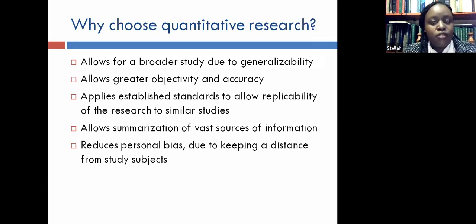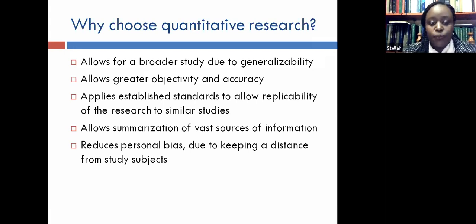Still another reason you're going to be choosing quantitative is the fact that it allows objectivity and accuracy. Quantitative is a very functional concept in research. So you're going to present what you find. There is no close contact of the researcher and the participants. It does not allow for emotions to come into the research. So whatever you present in quantitative research is based on facts, is based on what you found out, what you've analyzed. So basically it tends to be quite objective as compared to the qualitative.